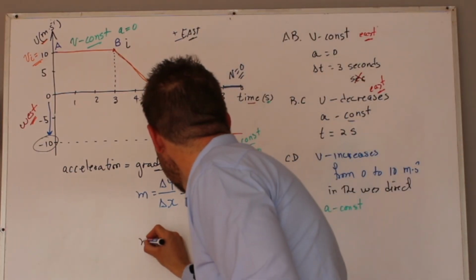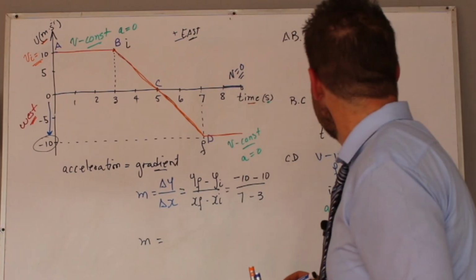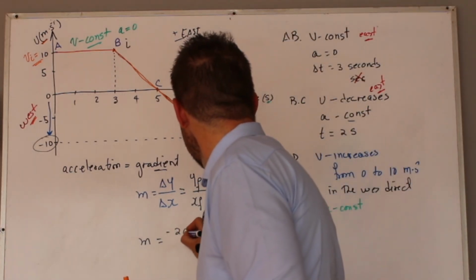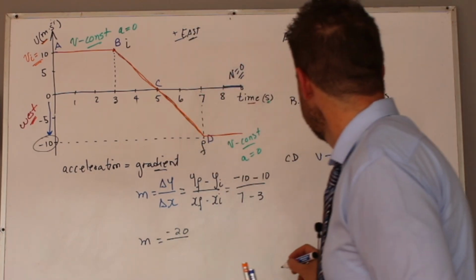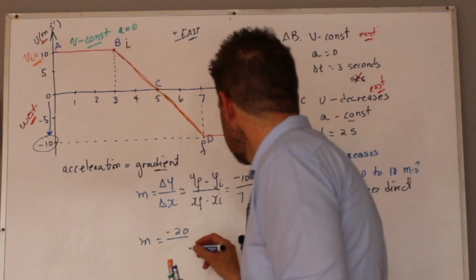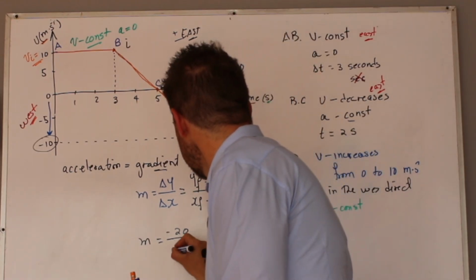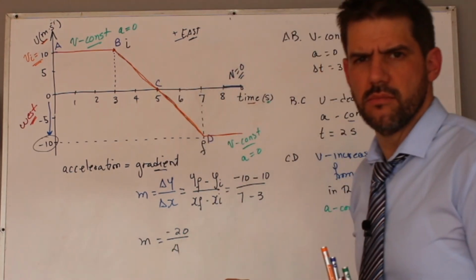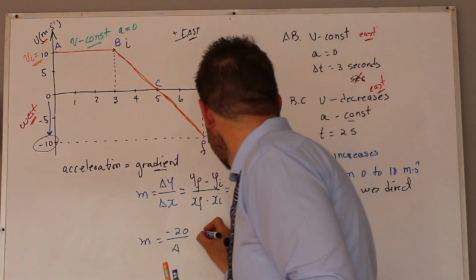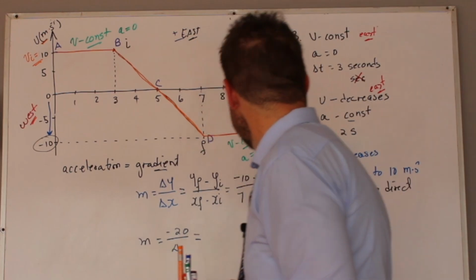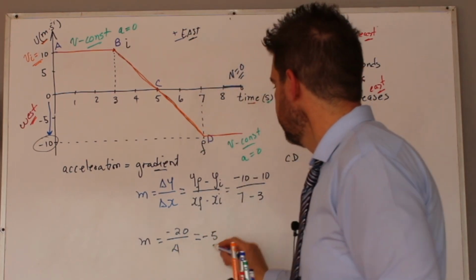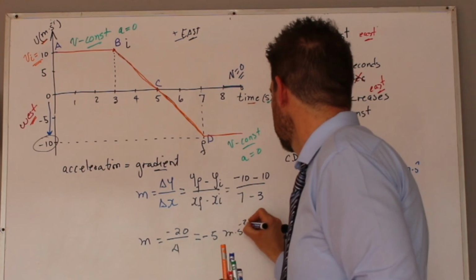So now m, the gradient, is equal to minus 20 divided by 7 minus 3, which is 4. Are you with me? So 20 divided by 4 is how much? Antonio, how much is 20 divided by 4? 5. Negative. This is meters per second square.